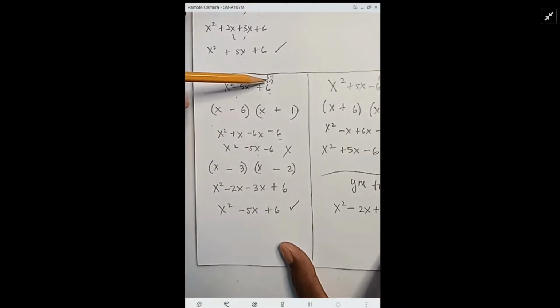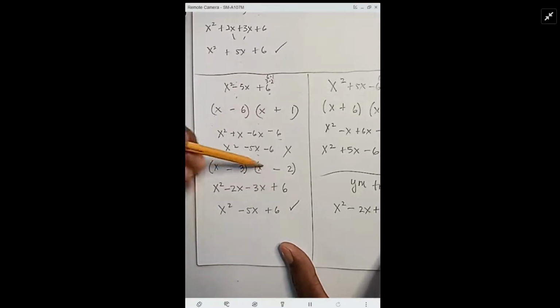We see negative times negative is going to give me a positive. So that's the one you really want to try. With experience, you do that. Otherwise, just try it and see what happens. It doesn't take long just to work it out. So we have negative 3 and negative 2 is the only way I can get a positive 6.